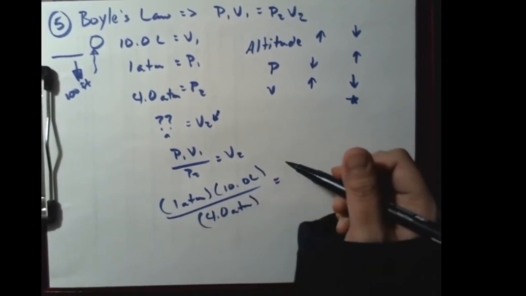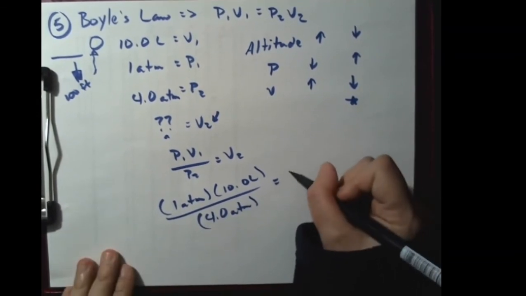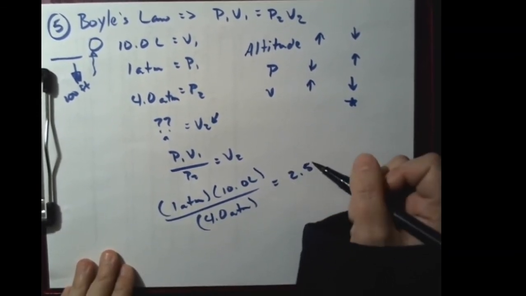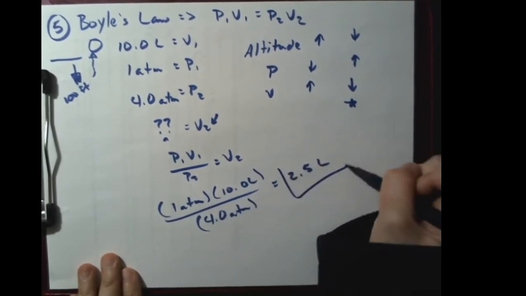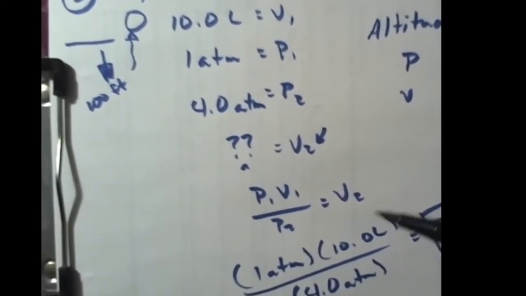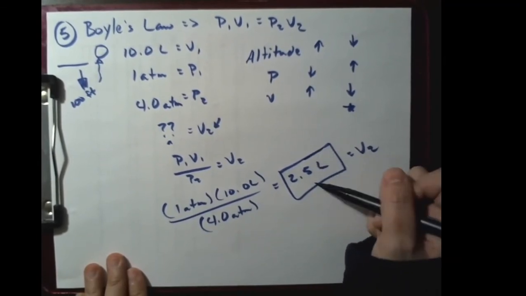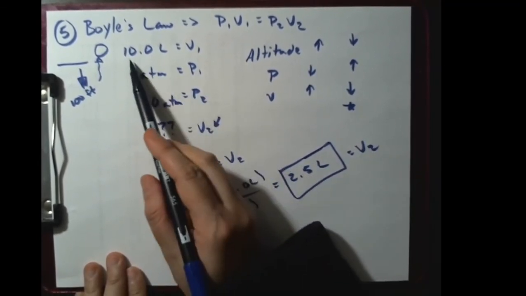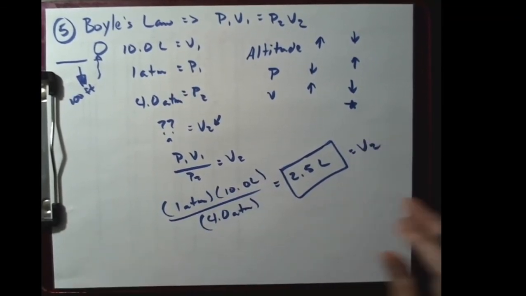So 1 times, and we have 2.5 liters. Since that's what we predicted, that since our pressure went up, the volume would go down, it matches. So our initial was 10. It went down to 2.5. There you go.